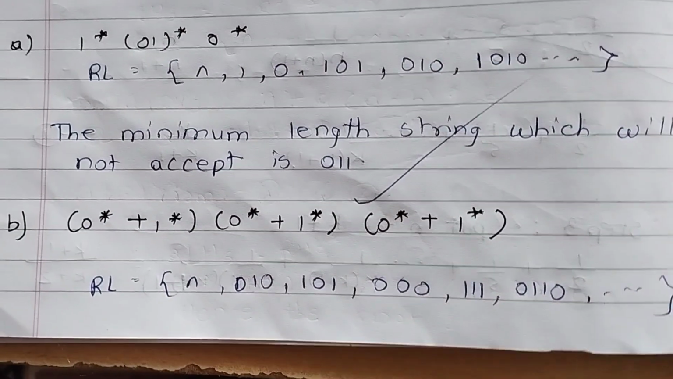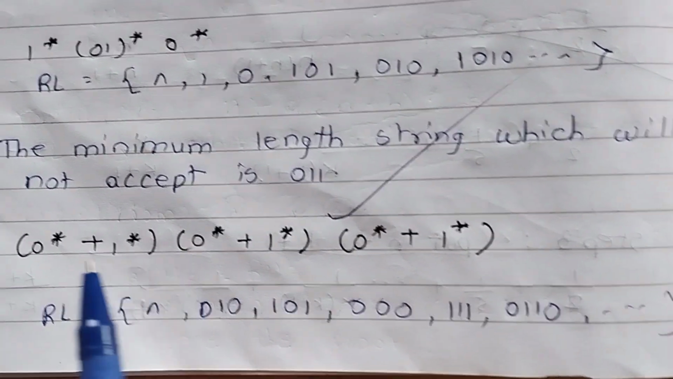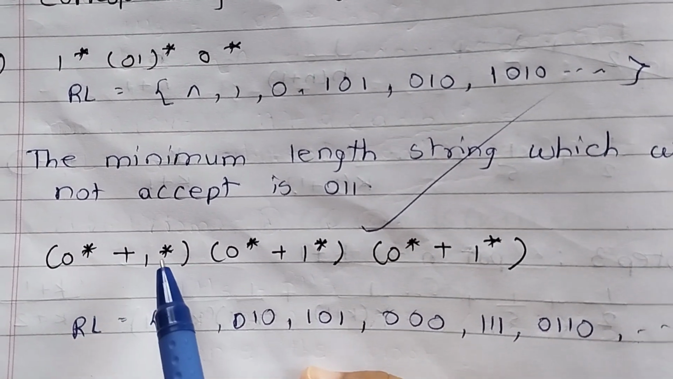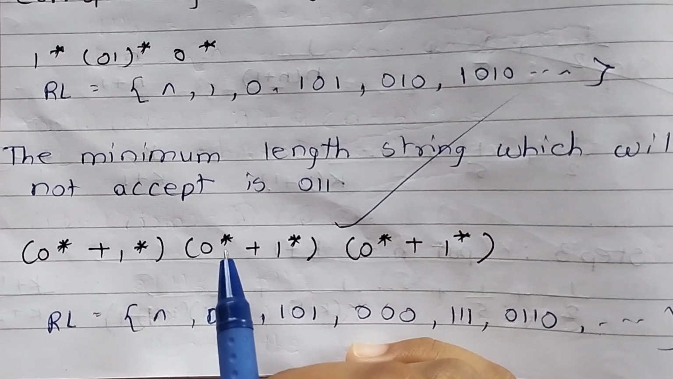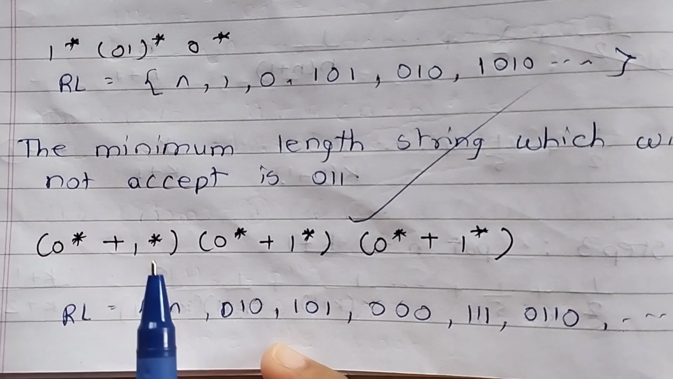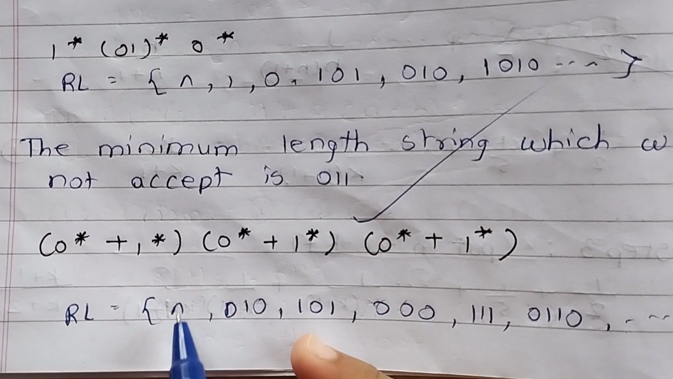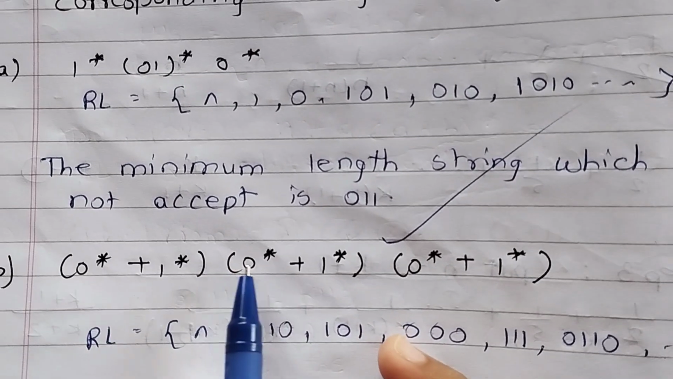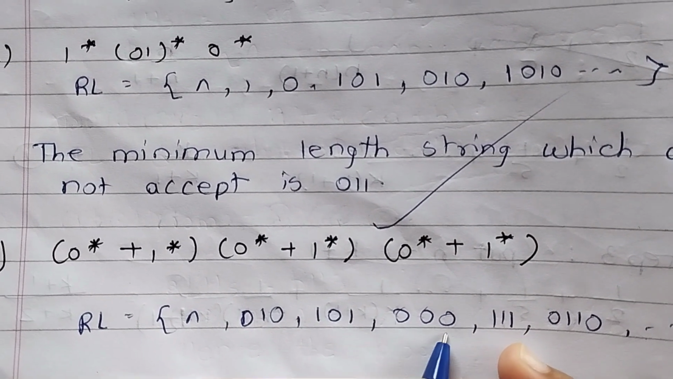We see one more example. This is 0 star plus 1 star, which means if you consider 0 then do not consider 1, because plus means or. Same for the second bracket, 0 star or 1 star, and 0 star or 1 star. Now let's suppose all the terms are null. That time we get null. Then from the first bracket we consider 0, from this bracket we consider 0, from this bracket we consider 0. Then simply we write 0 0 0.